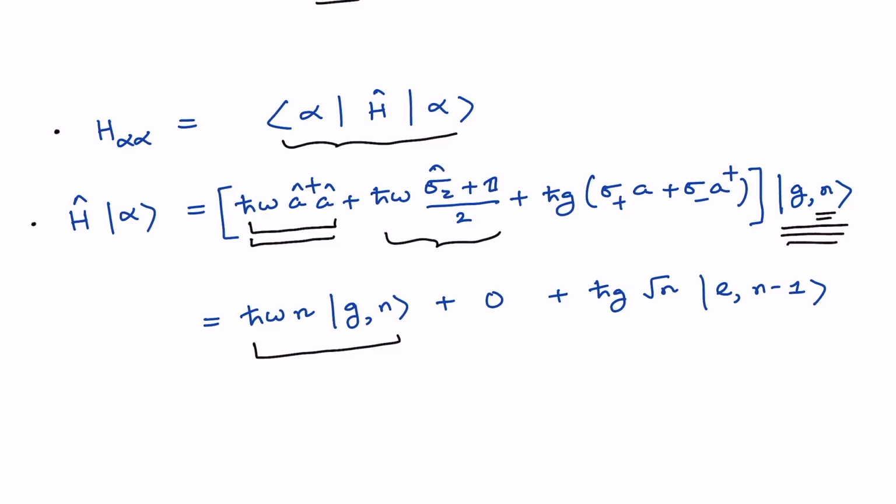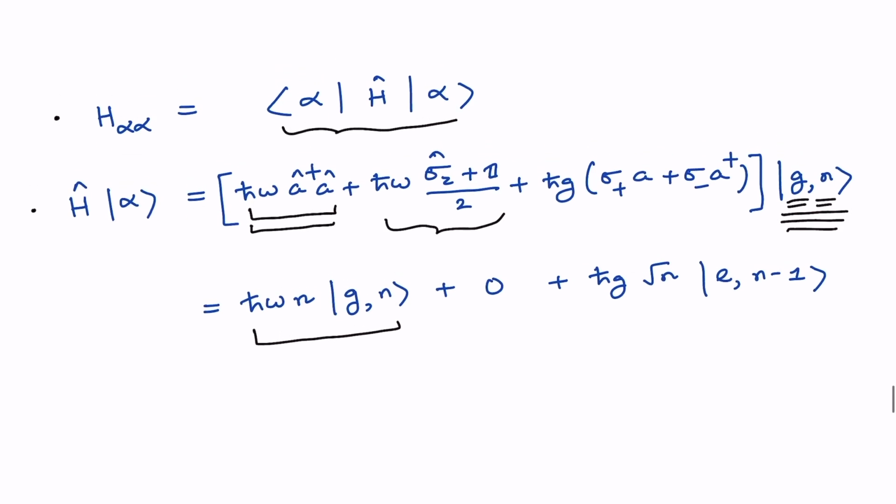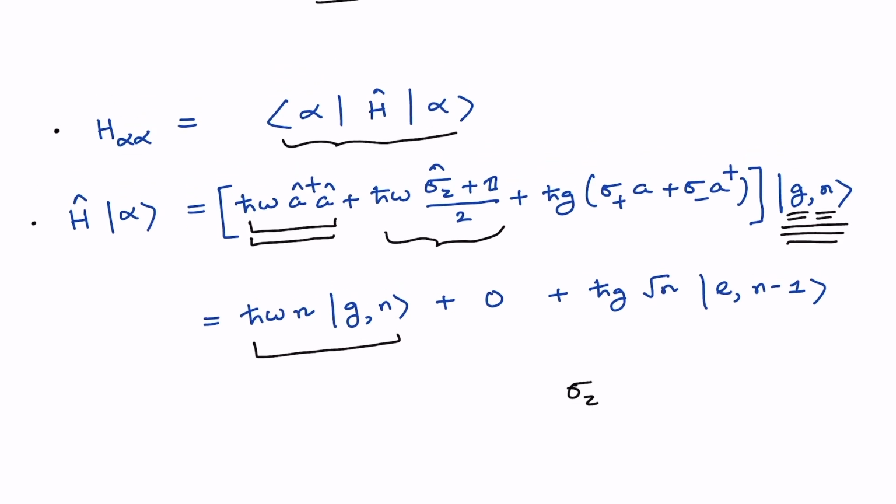Now coming to the second term, which is the atomic term. Here the atom is in the ground state if you look at the basis state, and when the atom is in the ground state, σz you can take to be equal to -1. Then you will see this term is going to vanish, so you will get 0 when it operates on the basis state. And in the next term you see σ+, which is the atomic raising operator.